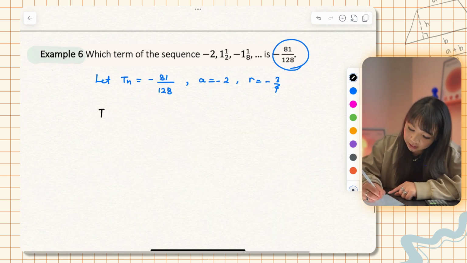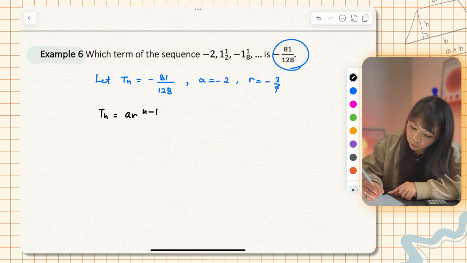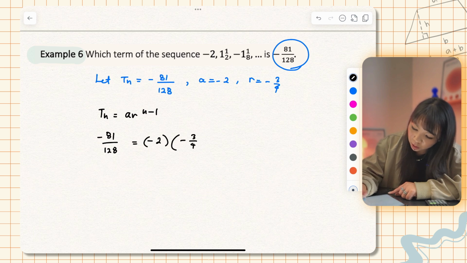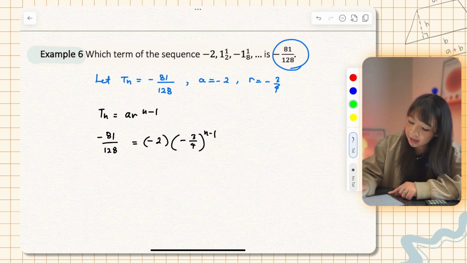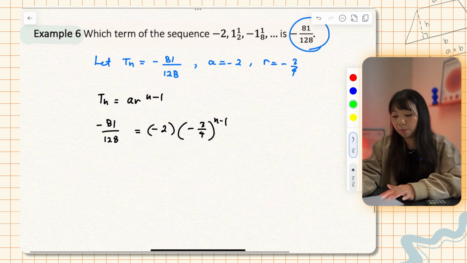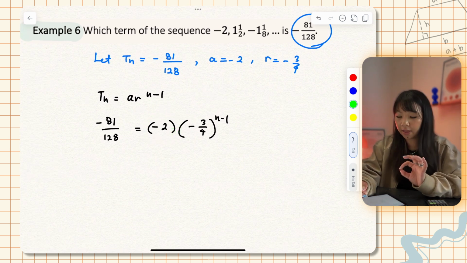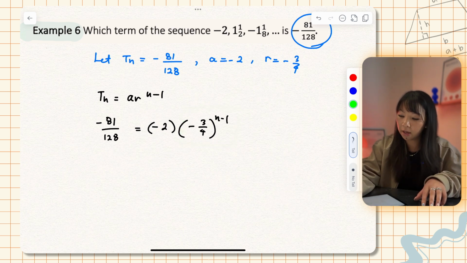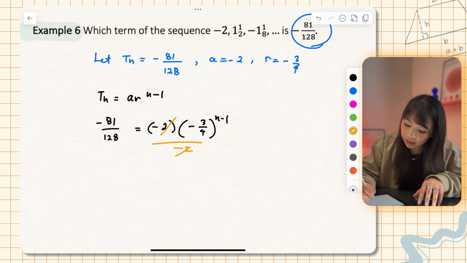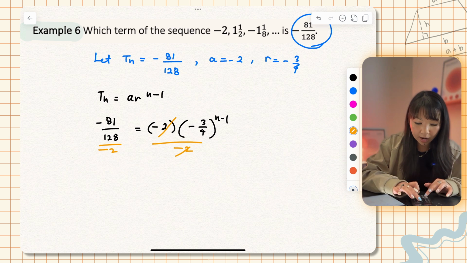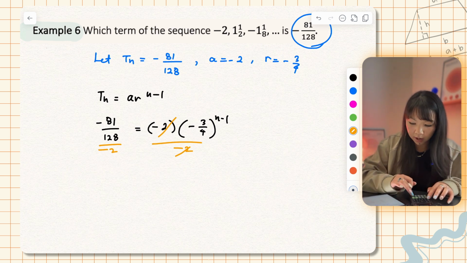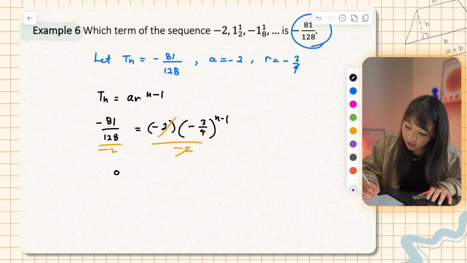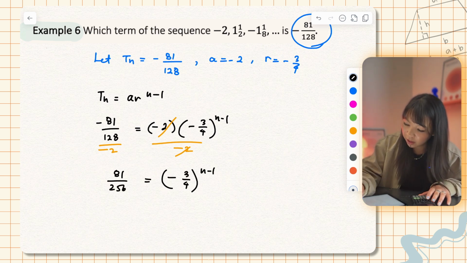So we get Tn equals ar^(n-1). We get negative 81 over 128 equals negative 2 multiplied by negative 3/4 to the power of n minus 1. Now, if I want to solve this, I'm going to get rid of the thing in front of the exponential. This here is your exponential. So we're dividing both sides by negative 2. That cancels. Negative 81 on 128 divided by negative 2 gives you 81 all over 256 equals negative 3 on 4 to the power of n minus 1.